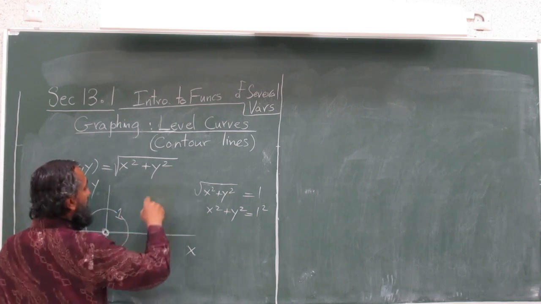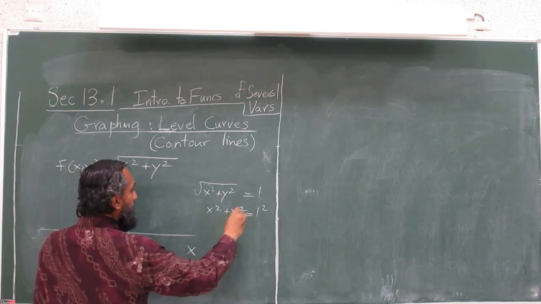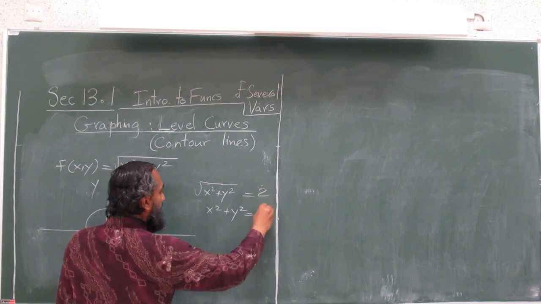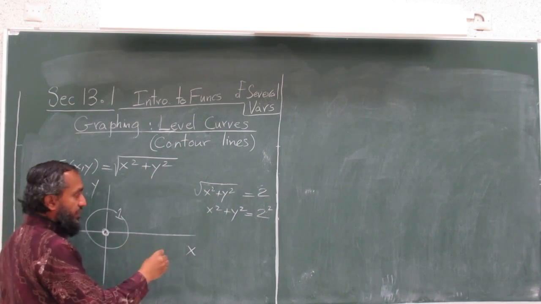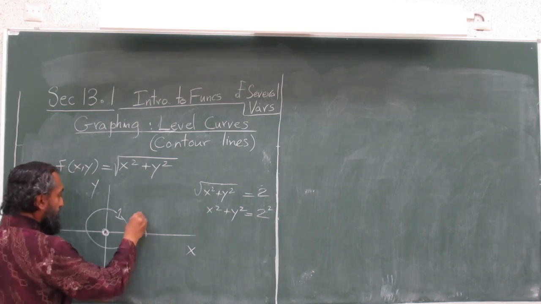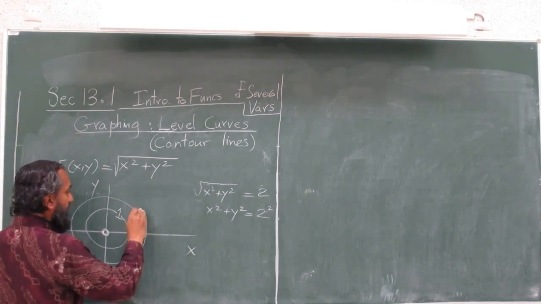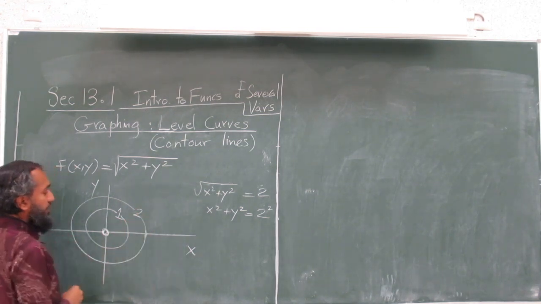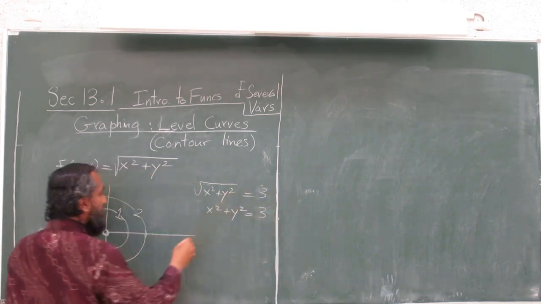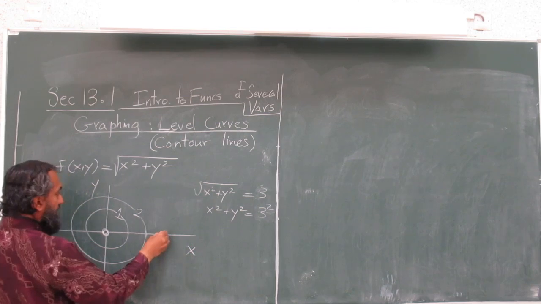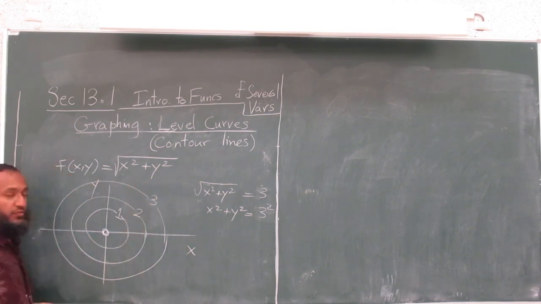Similarly, when does this function have a value of 2? So I do the same math here. I get x squared plus y squared equals 2 squared. So that's the circle of radius 2. So on the circle of radius 2, it has a value of 2. Okay? If you do this similarly, 3 squared, right? You'll get the circle of radius 3. It has a value of 3.